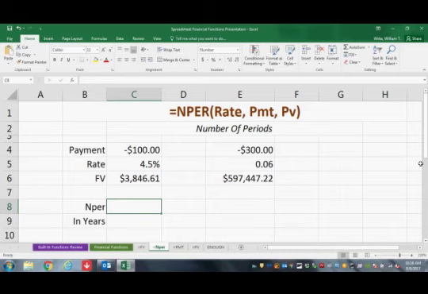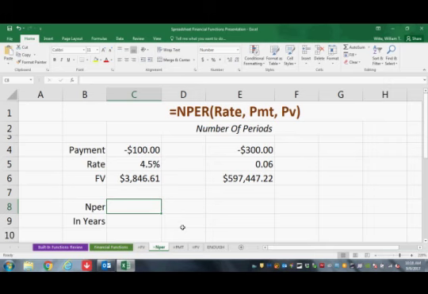Now let's work backwards, because we already know the answers. We'll pretend we don't know the answers of the future value function using the NPER function. And the NPER function, or number of periods, answers the question, I wonder how long it would take me to save a certain amount of money using a series of payments.